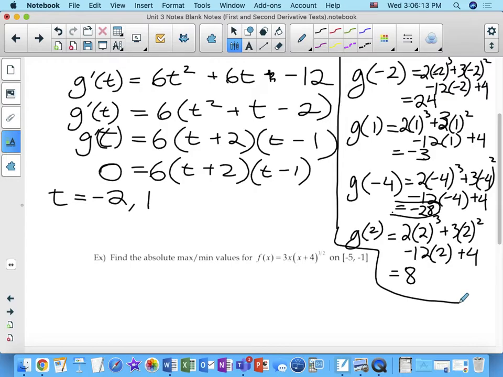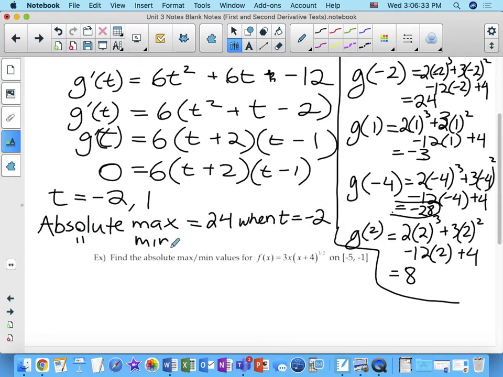Okay, so what does this mean? What's the absolute max on that interval? Yes, the absolute max is 24 when t equals negative 2, and the absolute min equals negative 28 when t equals negative 4. There we go. That would be the answer. Make sense?